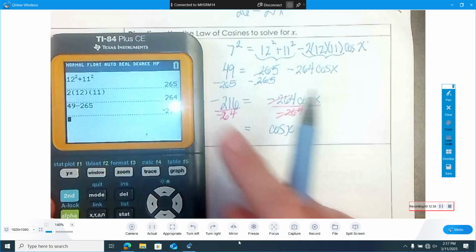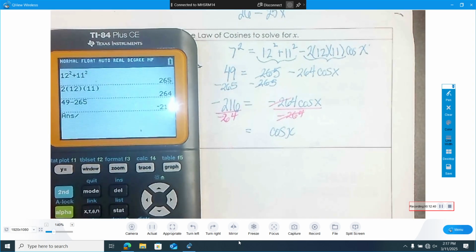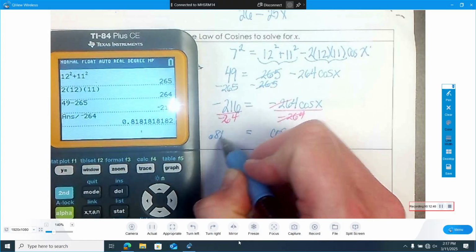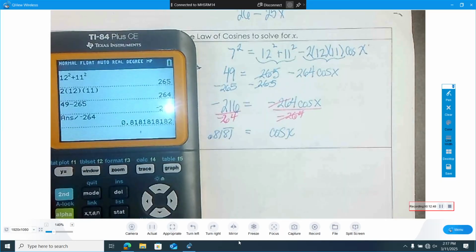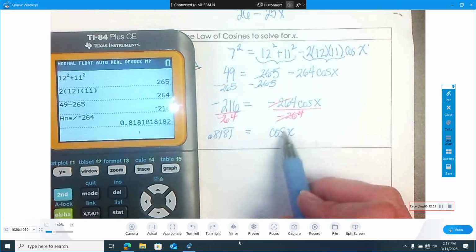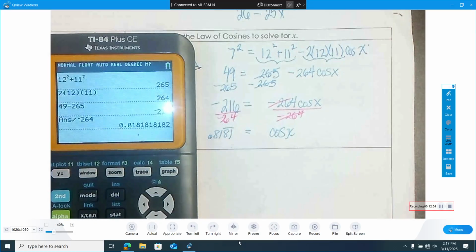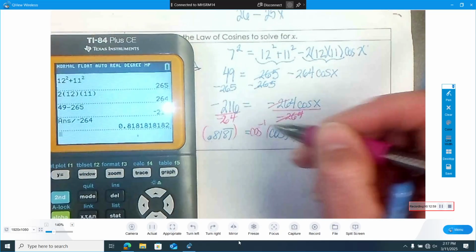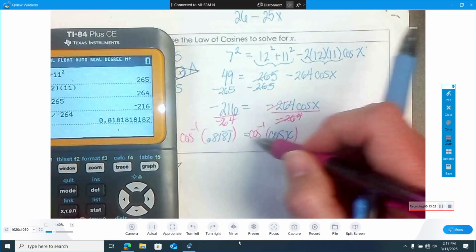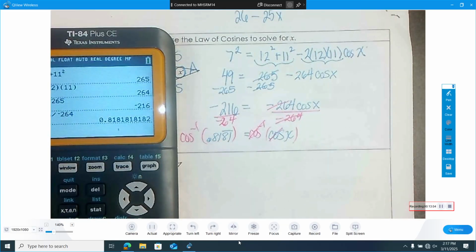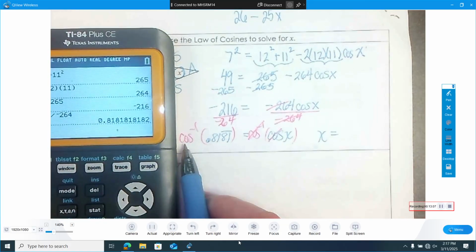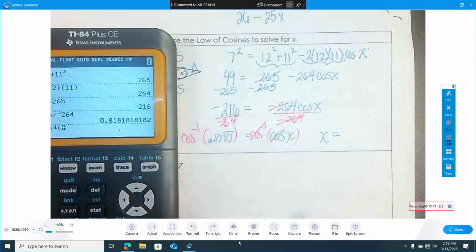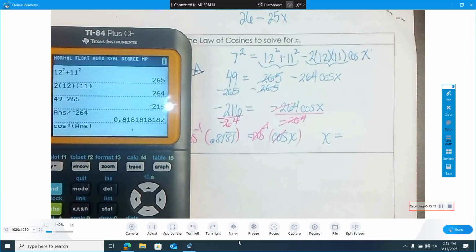And here we can do this in our calculator. So negative 216 divided by negative 264 gives me 0.8181 repeating. Now, this is the part: how do we free the x from the cosine function? Cosine inverse of both sides. Cosine inverse and cosine cancel each other out, so we get x equals, and in my calculator, I just want to do cosine inverse of the answer.